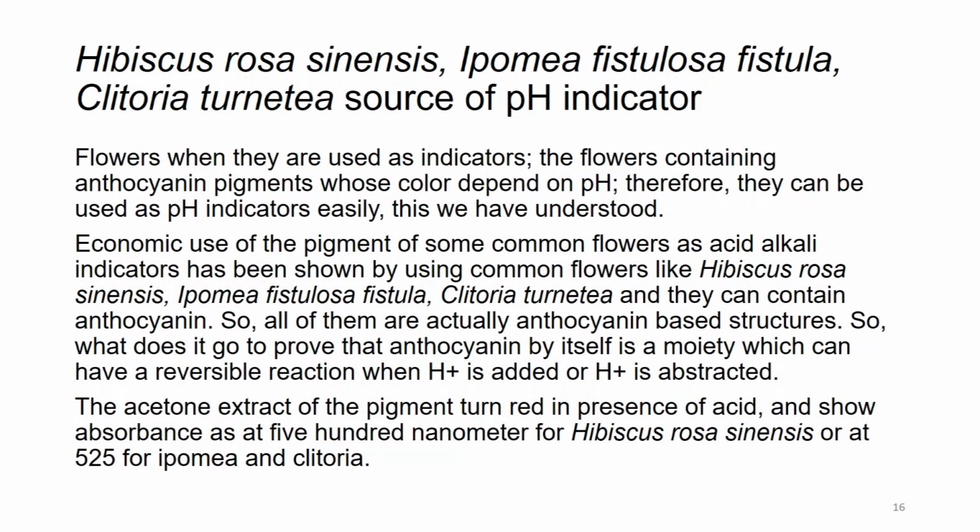The acetone extract of the pigment turns red in presence of acid and shows absorbance at 500 nanometer for Hibiscus rosa sinensis, or at 525 for Ipomoea and Clitoria. So, under the acidic condition, they are more on the red tone, and therefore, their absorption wavelength, lambda max, is in the range of 500 to 525 under acidic condition.